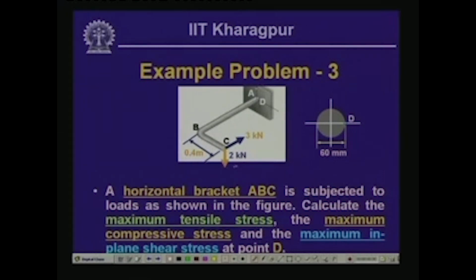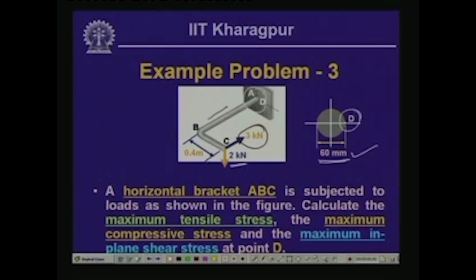One is a vertical load of magnitude 2 kilonewton, and another is a load of 3 kilonewton, which is acting parallel to the arm AB. Now, what we need to do is compute the value of the stresses at a point D, which is at the support, which is at A. If we look into the cross section, again it is a solid circular one with a diameter of 60 millimeter, and we are interested to find out the stress at this particular point D.